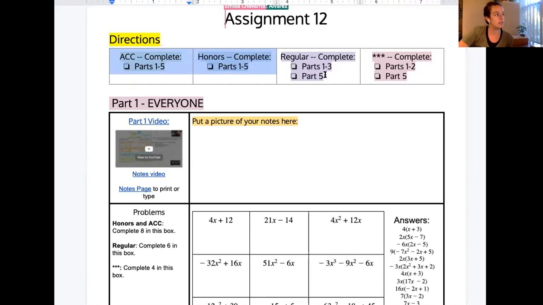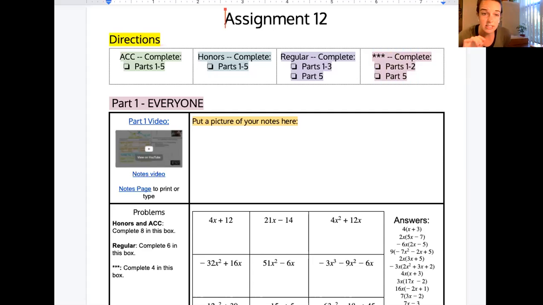If you are regular, that means you are not honors, right? If you are not honors, you're completing parts 1, 2, and 3, 1 through 3, and part 5. So you're skipping part 4, okay? And then if you are on the lower track, you're doing parts 1 and 2 and 5. 1, 2, and 5. Right. So if you ever get lost, I put them up here at the top. So if you're like, wait, how many do I have to do? You just go straight up to the top and it will show you exactly what you need to do here.